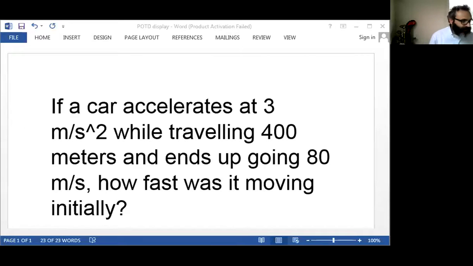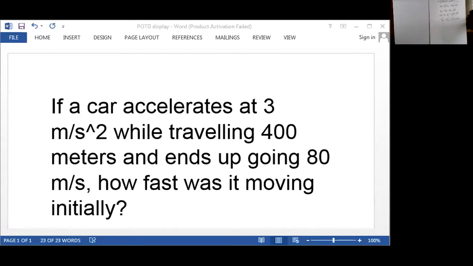Okay, so today's problem of the day says if a car accelerates at 3 meters per second squared while traveling 400 meters and ends up going 80 meters per second, how fast was it moving initially? All right, so we got a car accelerating at 3 meters per second squared and traveling 400 meters, goes 80 meters per second at the end. So we want to know how fast it was going initially or at the beginning.